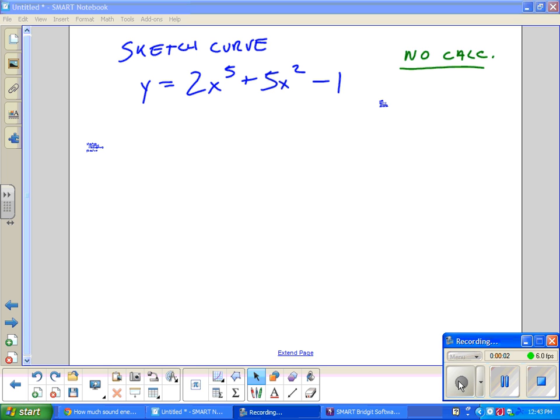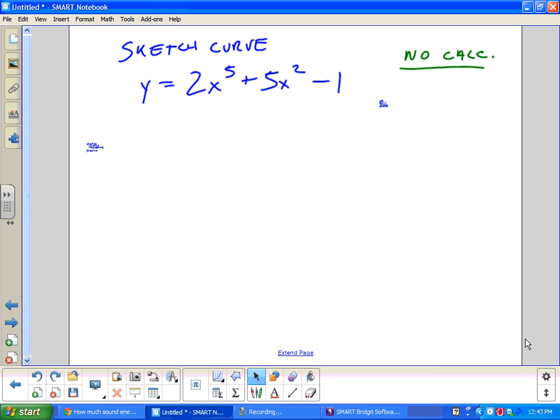Alright, we're going to do a practice problem for sketching a curve for the function y equals 2x to the fifth plus 5x squared minus 1. I'm going to step you through the rules, and again, if you can go the whole distance, you can take a look at the end, make sure that you end up with the correct curve.